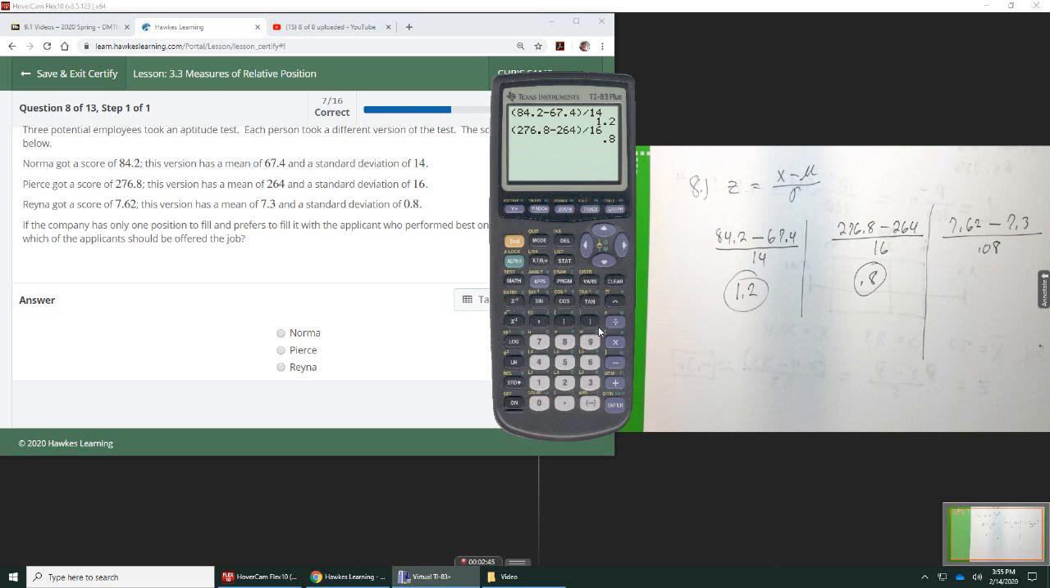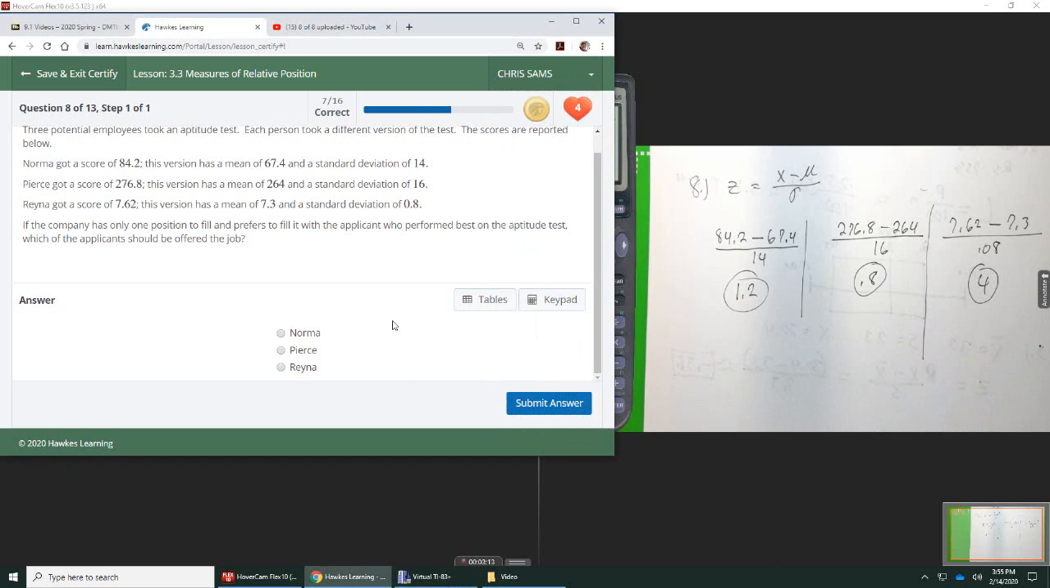And then on the last one, we're going to do 7.62 minus 7.3, close, and divide by 0.08. And we get 4. Okay, so the one that scores the biggest is actually the smaller value. And you wouldn't probably pick that just looking at these, but when you compare the Z-score, it's clear. So it would be Raina. The job should be offered to.